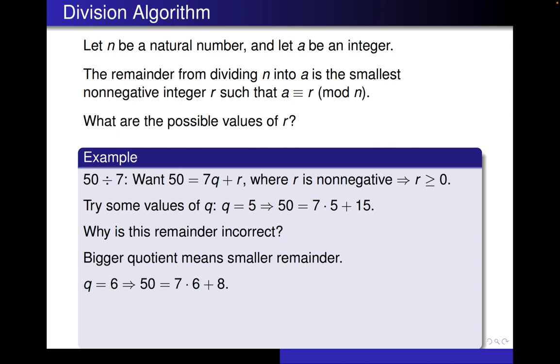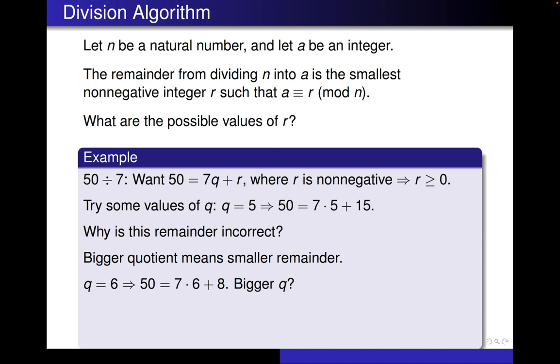So 8 gives us a smaller remainder. And notice that 8 is 7 smaller than 15, right? When we had a quotient of 5, we had a remainder of 15. When we had a quotient of 1 more, going to 6, our remainder reduced from 15 to 8, which is a reduction of 7. Well, can we get any smaller remainders? Well, let's try a bigger q.